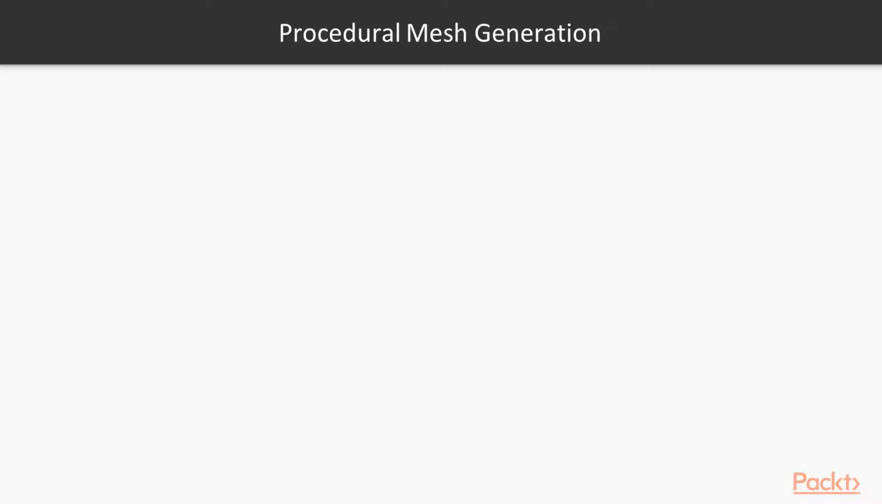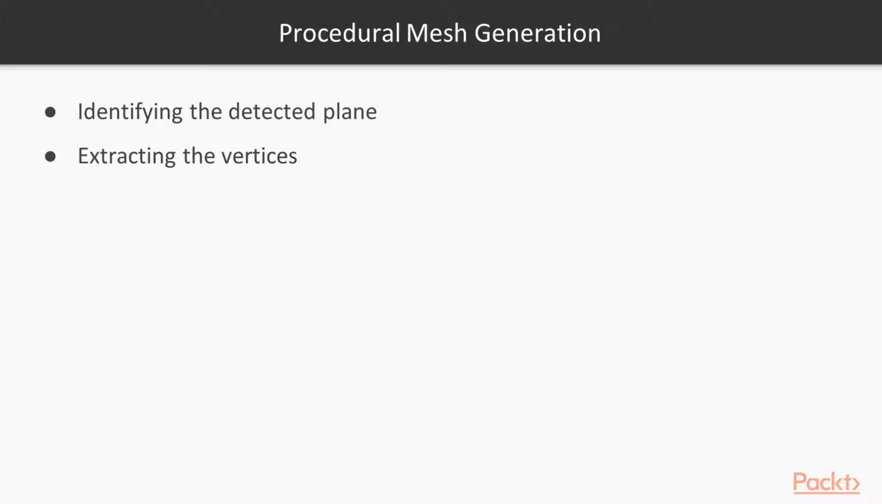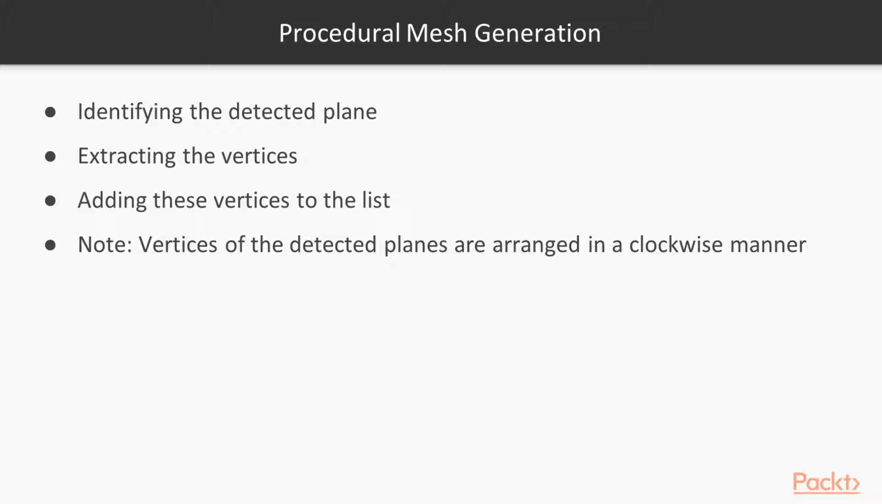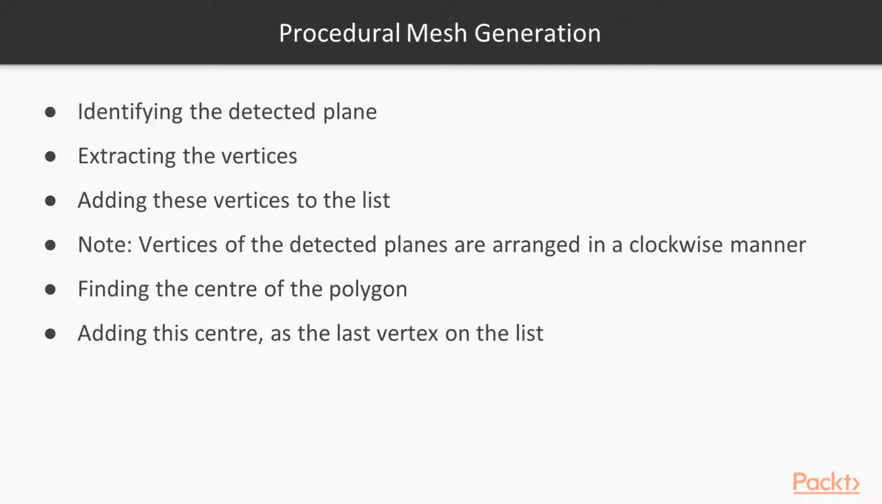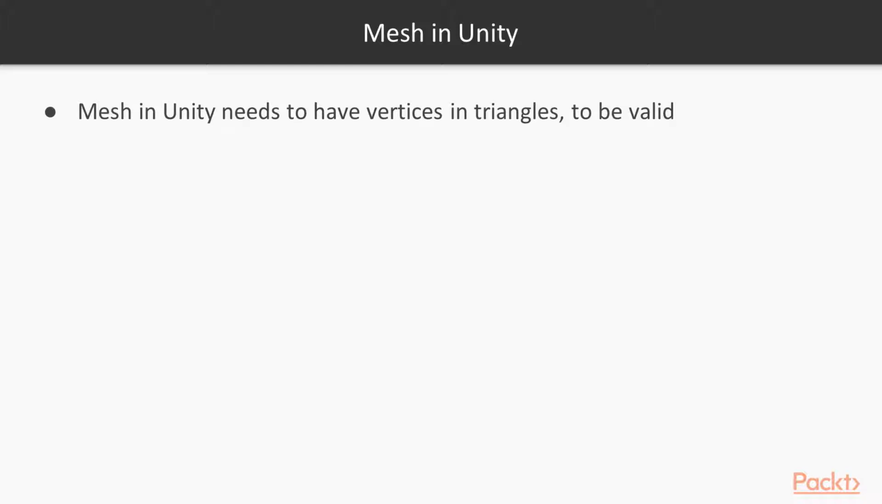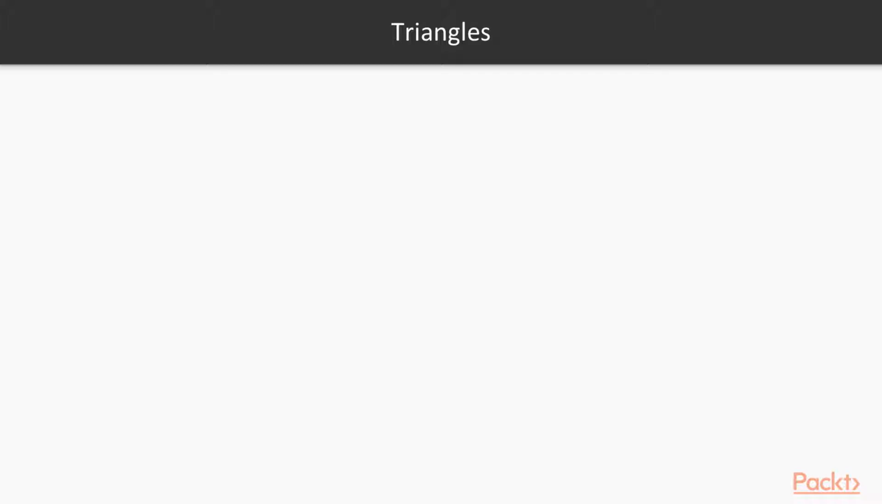The general idea is as follows. We start off identifying the detected plane that we will use to generate the mesh. We extract the vertices as in the previous section and add them to a list. Note that the vertices of detected planes are arranged in clockwise order. We then work out where is the center of the polygon and add it as the last vertex to our list. Mesh in Unity needs to have vertices and triangles defined to be valid. We will use the center as a common vertex for all the triangles of the mesh that we will be creating. Now we can define triangles.